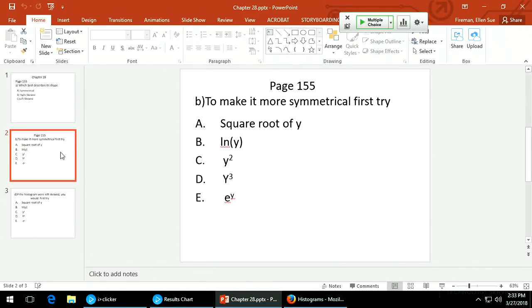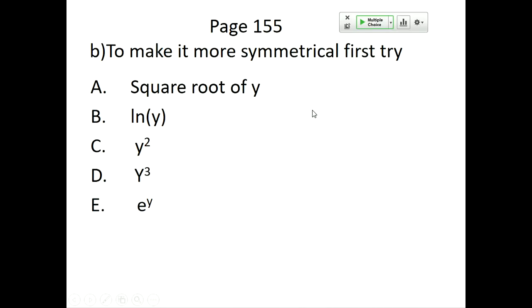Let's do this one. All right, to page 155, we're doing part B. If it's right skewed, to make it more symmetrical, what would you try first? I should start this. What would you try first? I jumped the gun here. I wasn't supposed to. Let's do this when we get to it. I'm sorry.